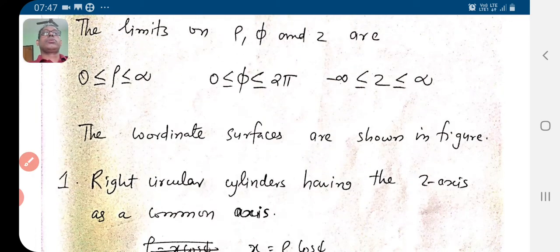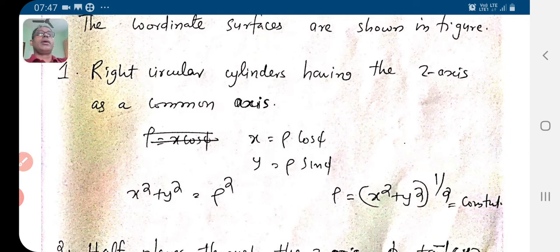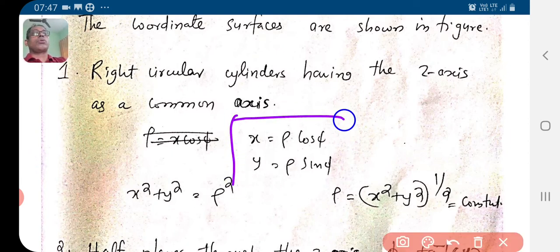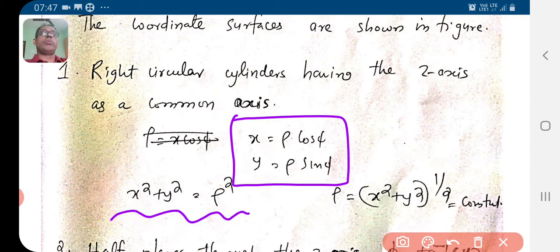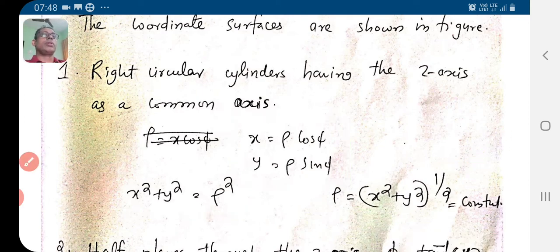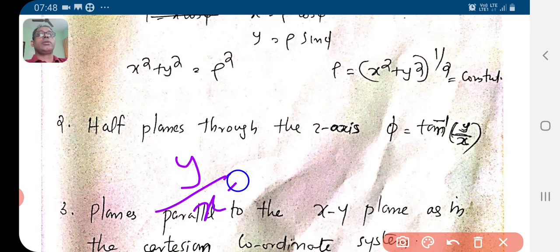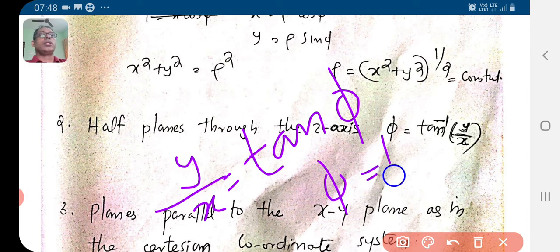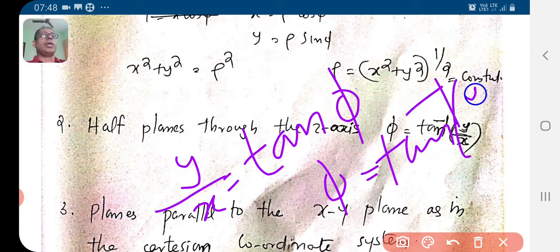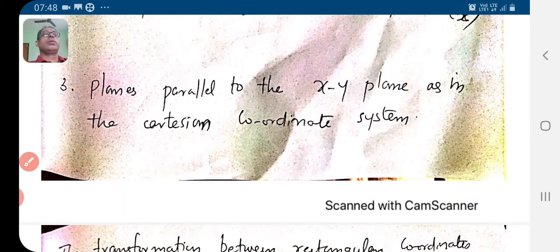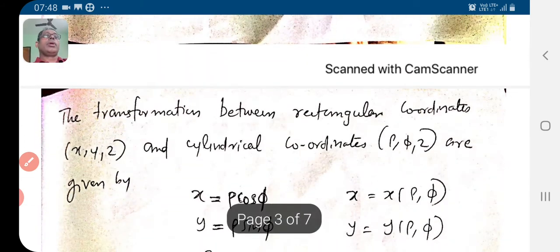So we have x equal to rho cos phi, y equal to rho sin phi. If you take x square plus y square, that will be equal to rho square, and rho is x square plus y square to the power half. And if you divide y by x, we have tan phi, and phi is tan inverse y by x. That we know.